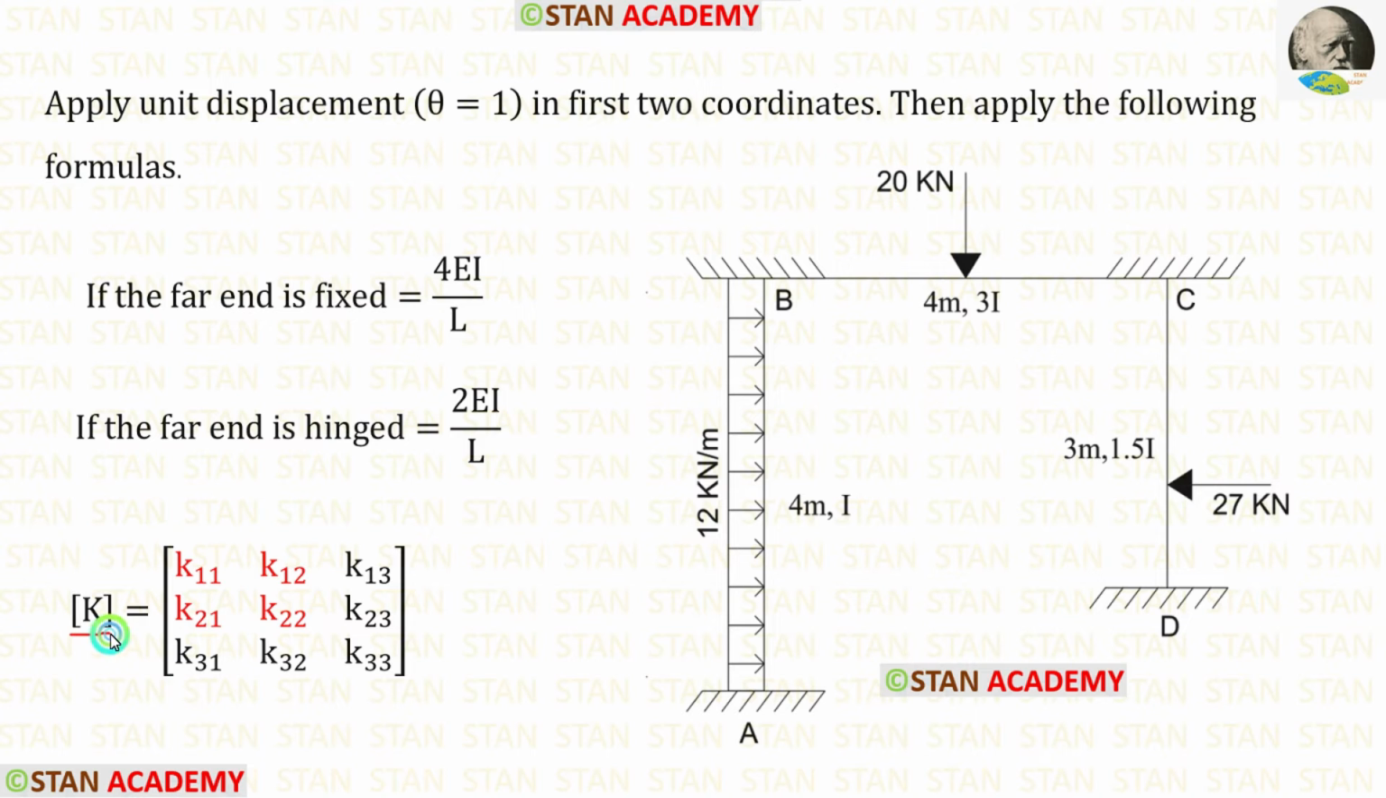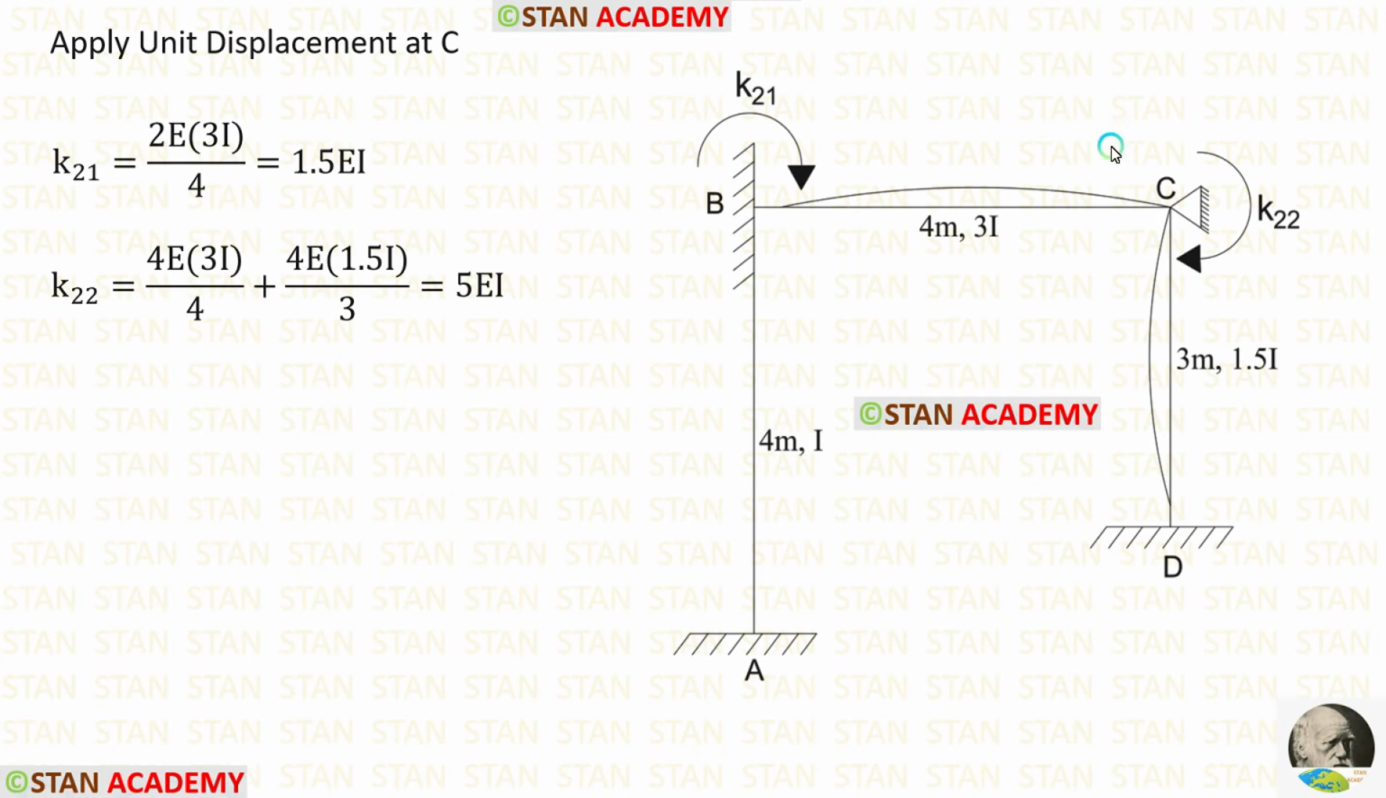Now, in the stiffness matrix, let us find K21 and K22. For that, we have to apply unit displacement in the second coordinate. Our second coordinate is in the point C. So in the point C, I have applied unit displacement. In the point C, there was a fixed support, but when we apply unit displacement, it becomes a hinged support.